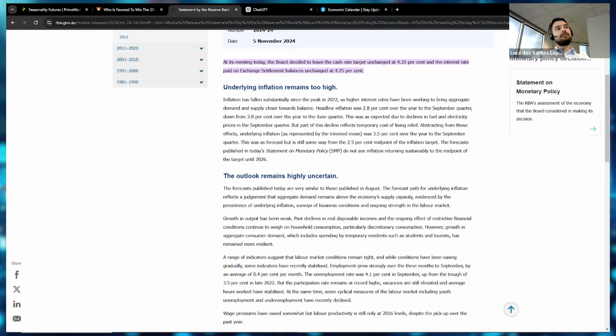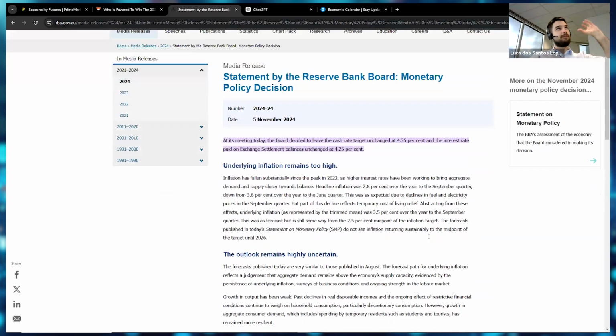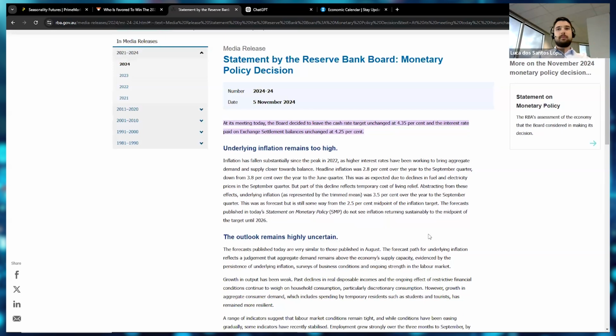So the emphasis that they've put first thing on the rate statement, talking about the inflation and the sustainability of returning inflation to target, suggests that the board is prioritizing price stability over economic growth at this moment.